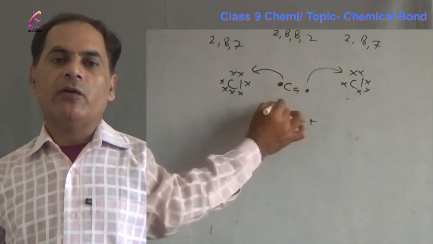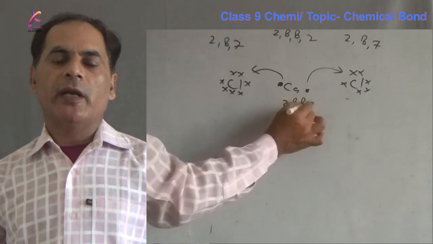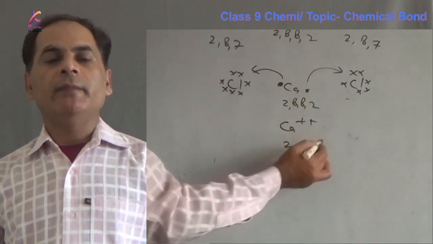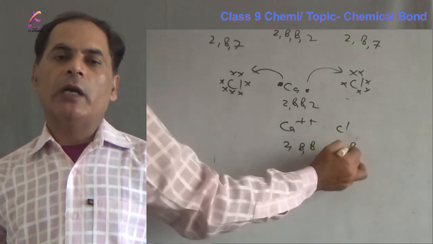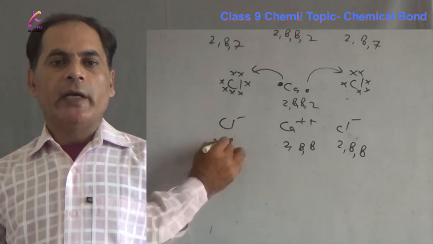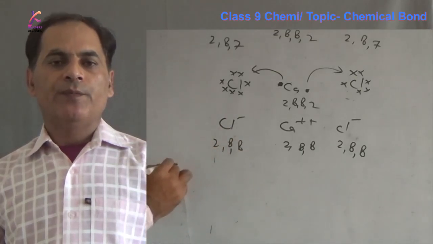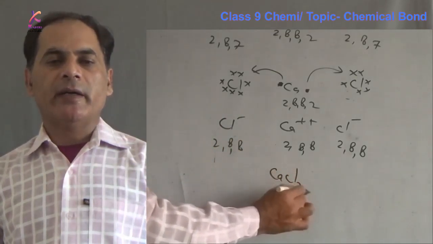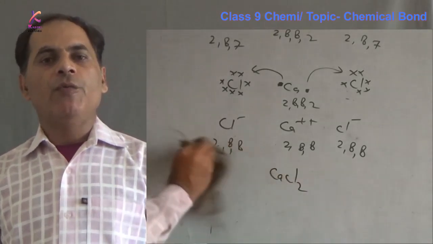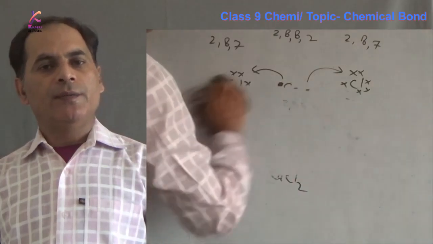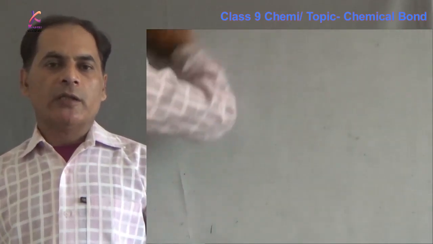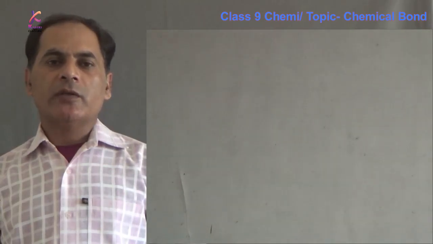This one electron which is left in the outermost shell of the calcium atom will be received by another chlorine atom. Then the other chlorine atom also gets negatively charged. So there are 2 negatively charged chlorine ions. They get attracted by the calcium ion, and they form an ionic bond because of ion formation. We will see one more example, that is calcium oxide.